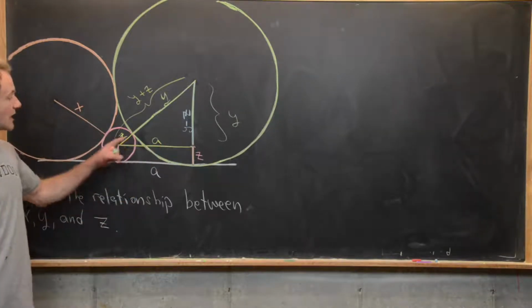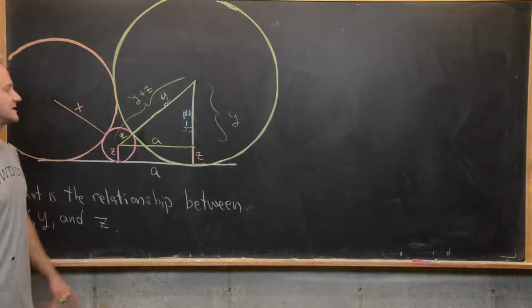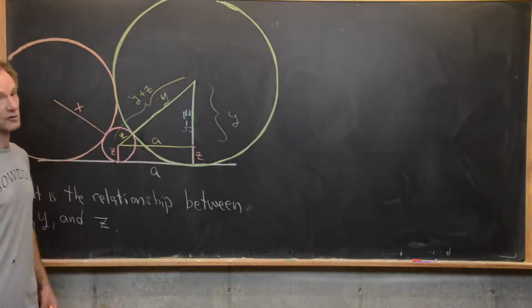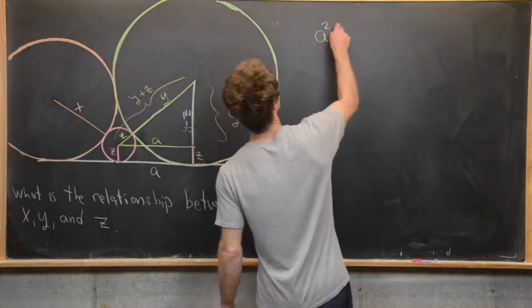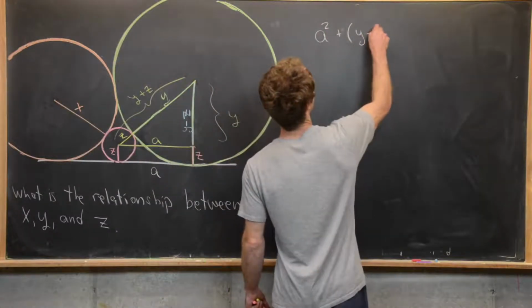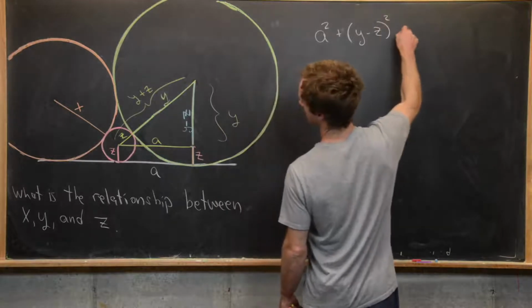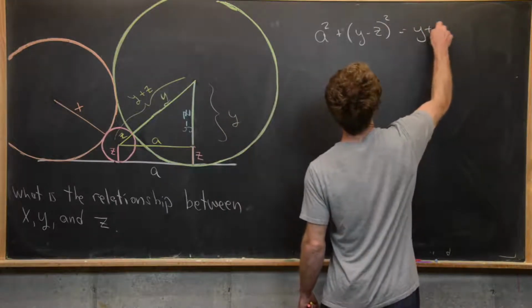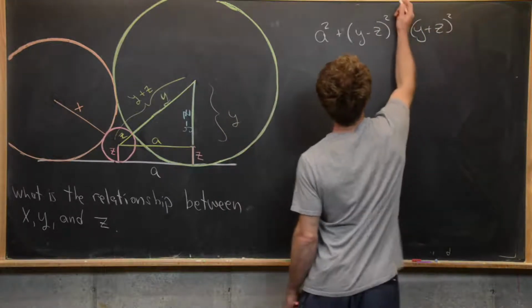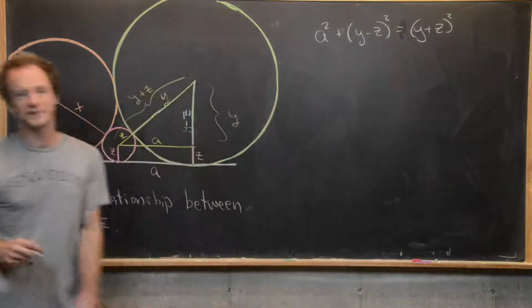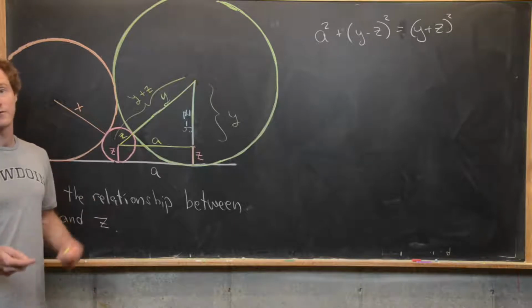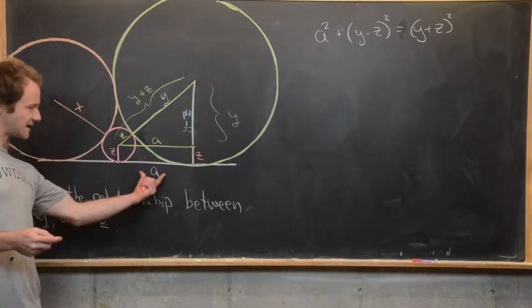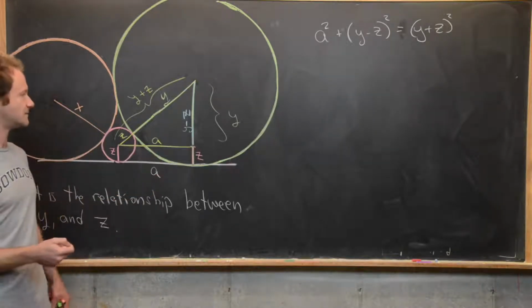Good. Now we can apply the Pythagorean theorem to this, noticing that this is most definitely a right angle. And so we'll have a squared plus (y minus z) squared equals (y plus z) squared. Great. That's one piece of information that we have gained, which relates the length of y and the length of z with this horizontal distance down here, a.